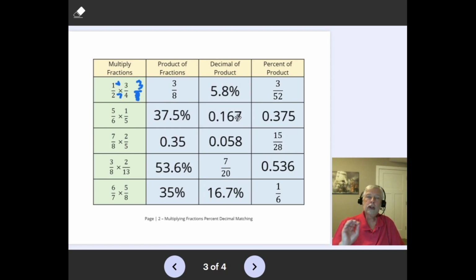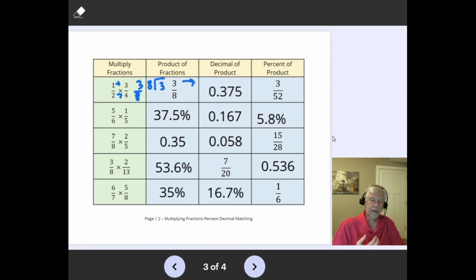Now, to change a fraction to a decimal, I just have to take the top number, divide by the bottom number. We take the numerator and divide by the denominator. So for this one, I just take 3 and divide by 8. And when I do that, it gives me my decimal. And I've done this problem already. It should be, it is 0.375. So I put that there.